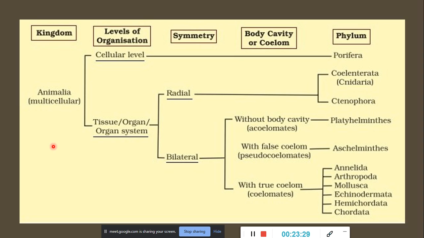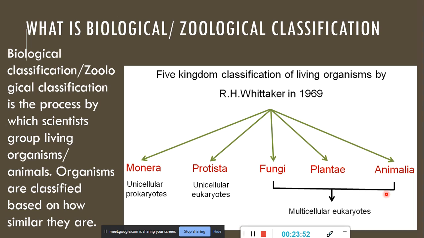So we come back to this again. You have a kingdom Animalia, you have levels of organization, cellular or tissues. You have the symmetry, it can be radial, it can be bilateral. You have a body cavity or coelom, without body cavity, with false coelom, with true coelom. You have the poriferans, ctenophorans, cnidaria, platyhelminthes, aschelminthes, and these are the ones with the true coelom. So the same picture I'm going over again and again.